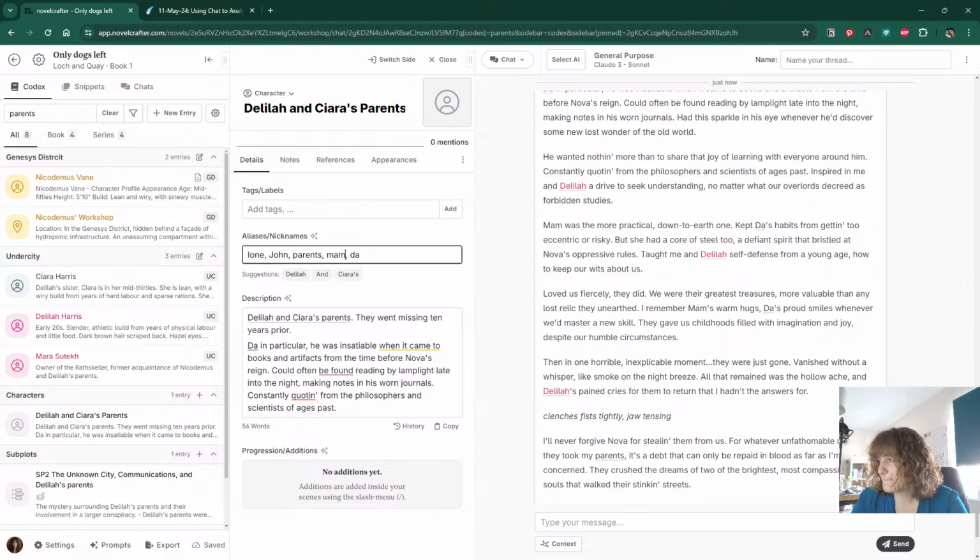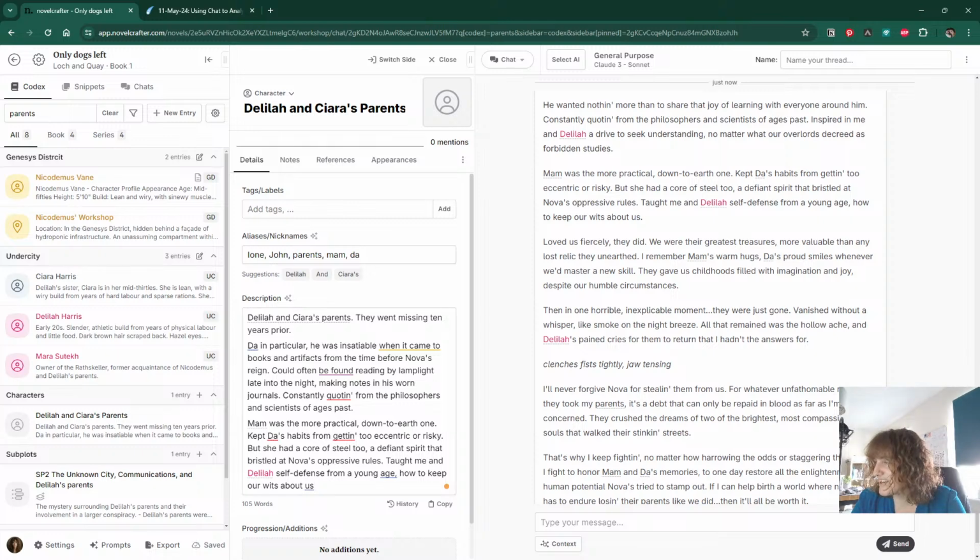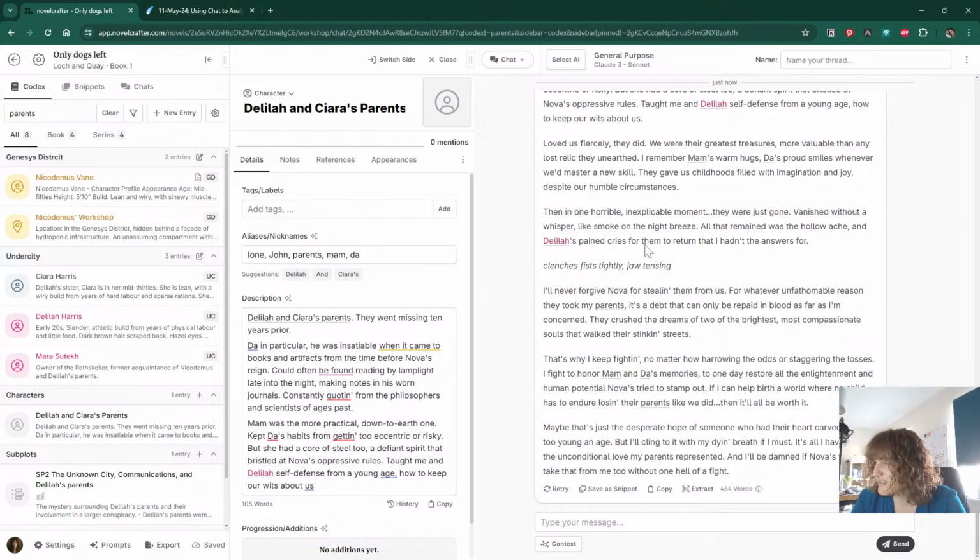Mum. I mean, to be fair, it probably should be Mom, given that it's American descendants. Okay, I like that idea that the dad was the scholar and the mum was going around. Okay, I like that actually.